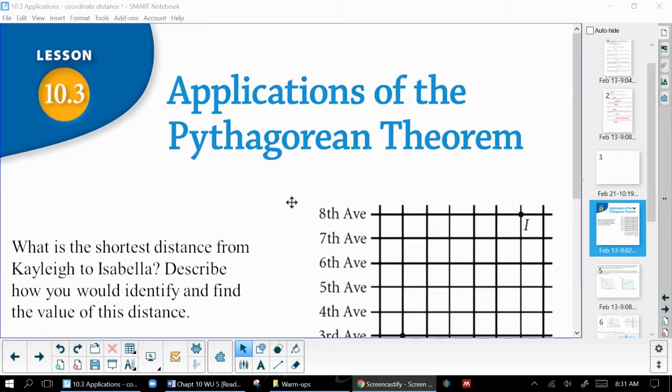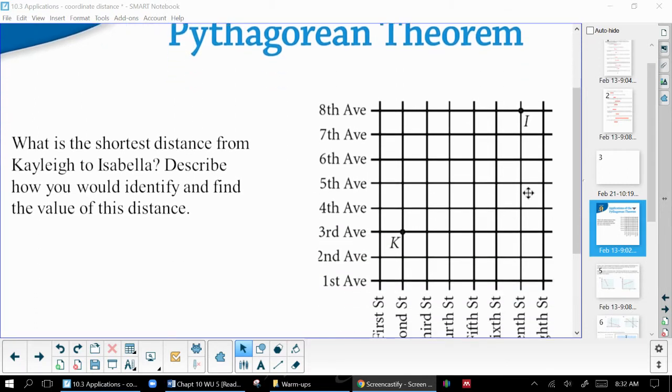Okay, so this video is going to cover the second application that we're going to do for Pythagorean theorem, and that is applying this to algebra. First of all, just a little starter point here. We've got a little warm-up. It says, what is the shortest distance from Kaylee to Isabella? Kaylee is the K, Isabella is the I. And we're going to describe how we might do that. So go ahead and pause the video. Think about how you might describe that distance.